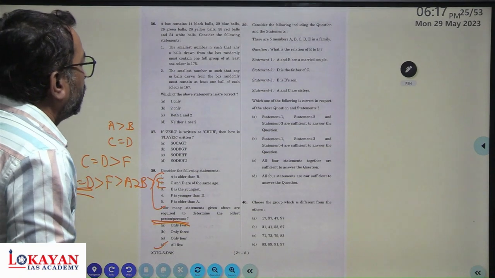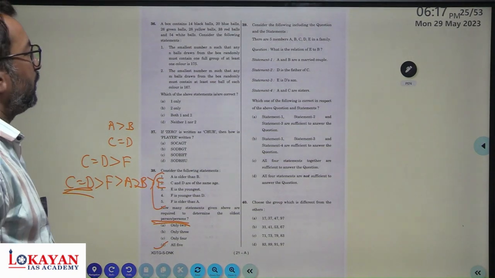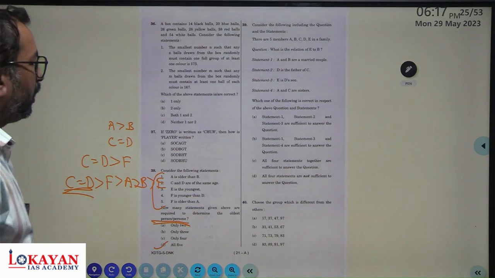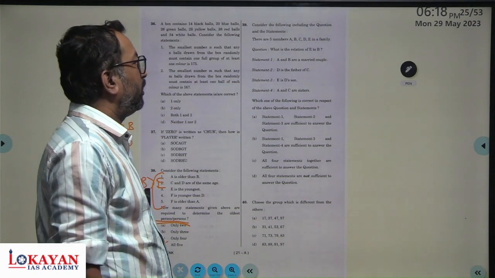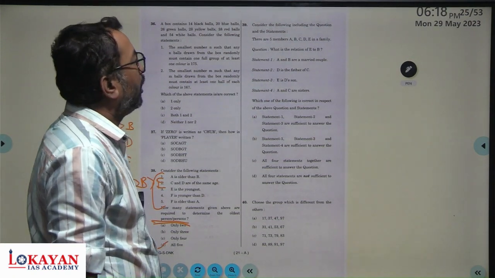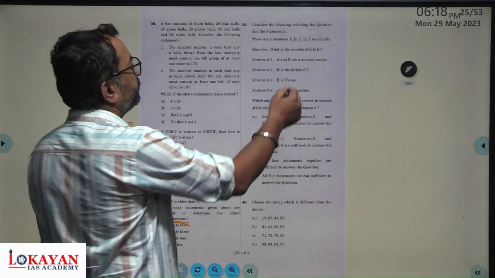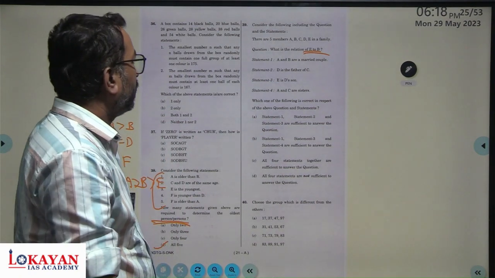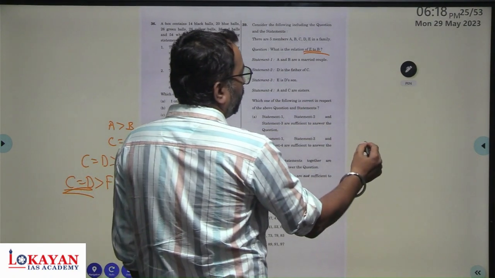Same type of question. Consider the following, including the question and the statements. Blood relation का question है. Just read it. There are 5 members A, B, C, D, E in the family. Question is, what is the relation of E to B? Statement: A and B are married couple.